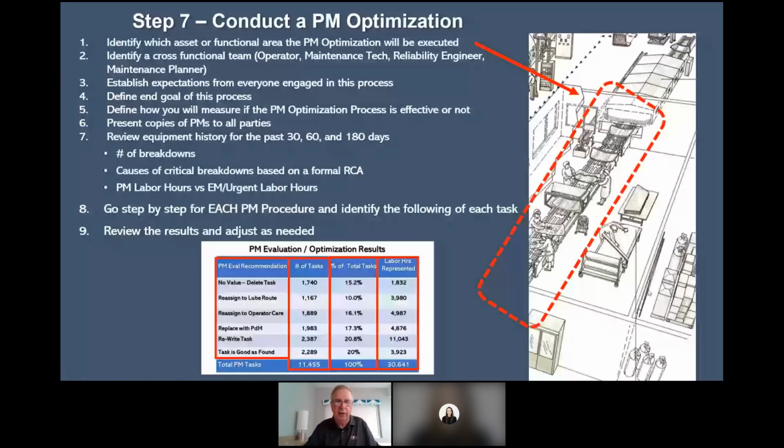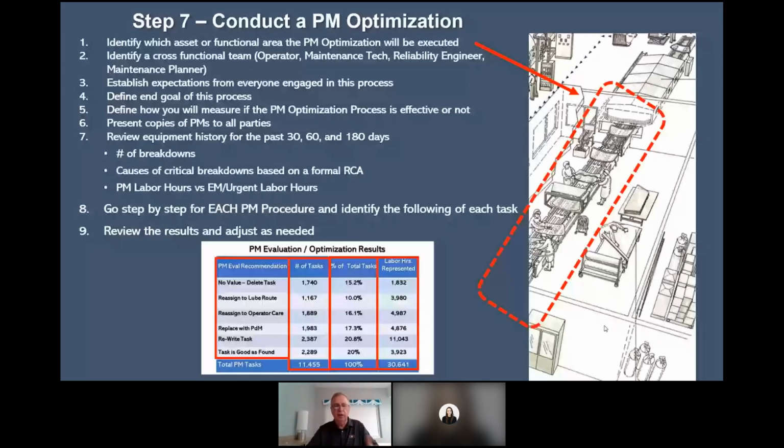Reassign to operator care. Okay. Replace with PDM, predictive maintenance. A lot of companies hire an outside contractor to do predictive maintenance, but they do no visual inspection or anything on the equipment. It's not good. Okay. Rewrite tasks. It may be a good task that just needs to be rewritten. On a PM task, I like nothing more than essentially a noun, adjective, and a verb. I don't need 2 lines or 3 lines on one step. People don't read that. People do not read it.